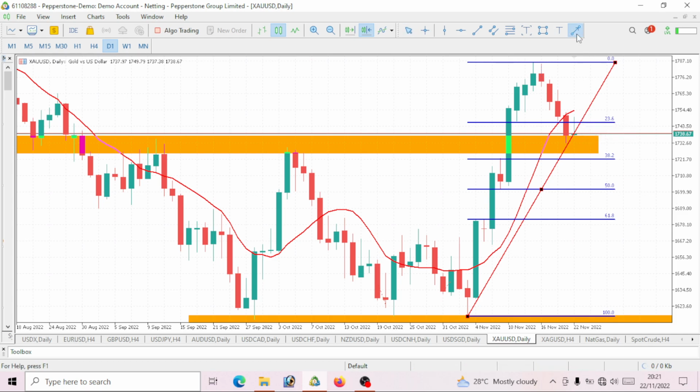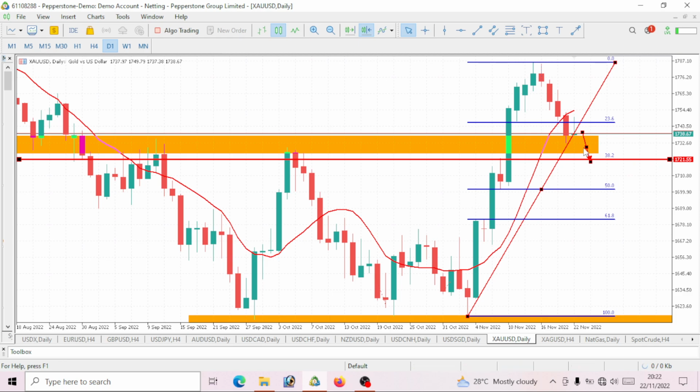The next level we will be aiming for or targeting on this Fibonacci is the level of 38.2. That is a level of 1721, right? Let's see it. So we'll be targeting this level, which is about 1721, right? So price is currently trading at 1738. So we want to see it drop to a level of 1721, right?